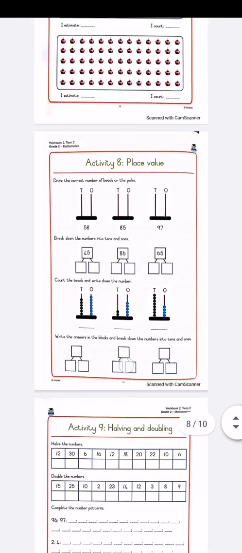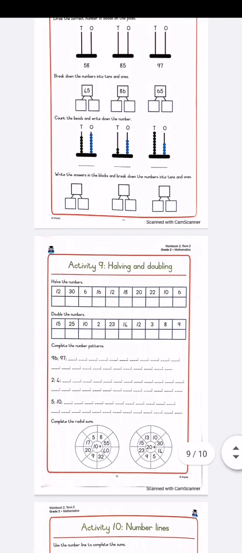Okay. Then the last one, activity 9, halving and doubling. Halve the numbers. Remember to halve a number, you count in twos. So count in twos until you get to 12. 2, 4, 6, 8, 10, 12. So the half of 12 is 6.